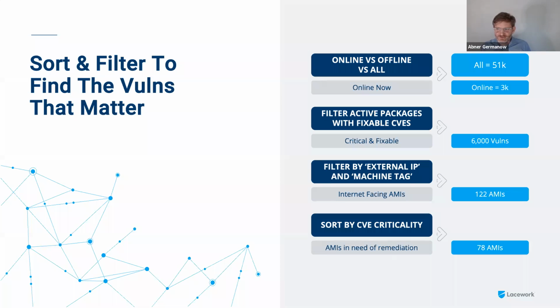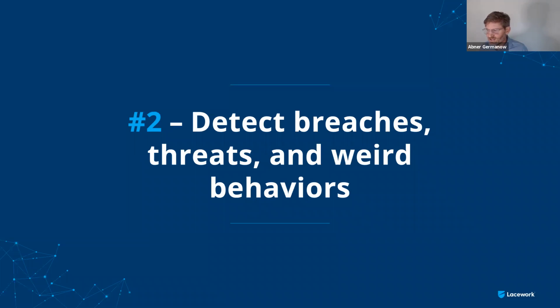So let's assume we've gotten our services fairly well configured. Maybe we start to get our arms around the vulnerabilities. Let's move to actually detecting breaches and threats and weird behaviors in the wild. And I think one of the key things for this, especially at the cloud layer, is what are the data sources that you need? And the biggest data source for understanding changes that are occurring inside your cloud at the cloud layer is CloudTrail.